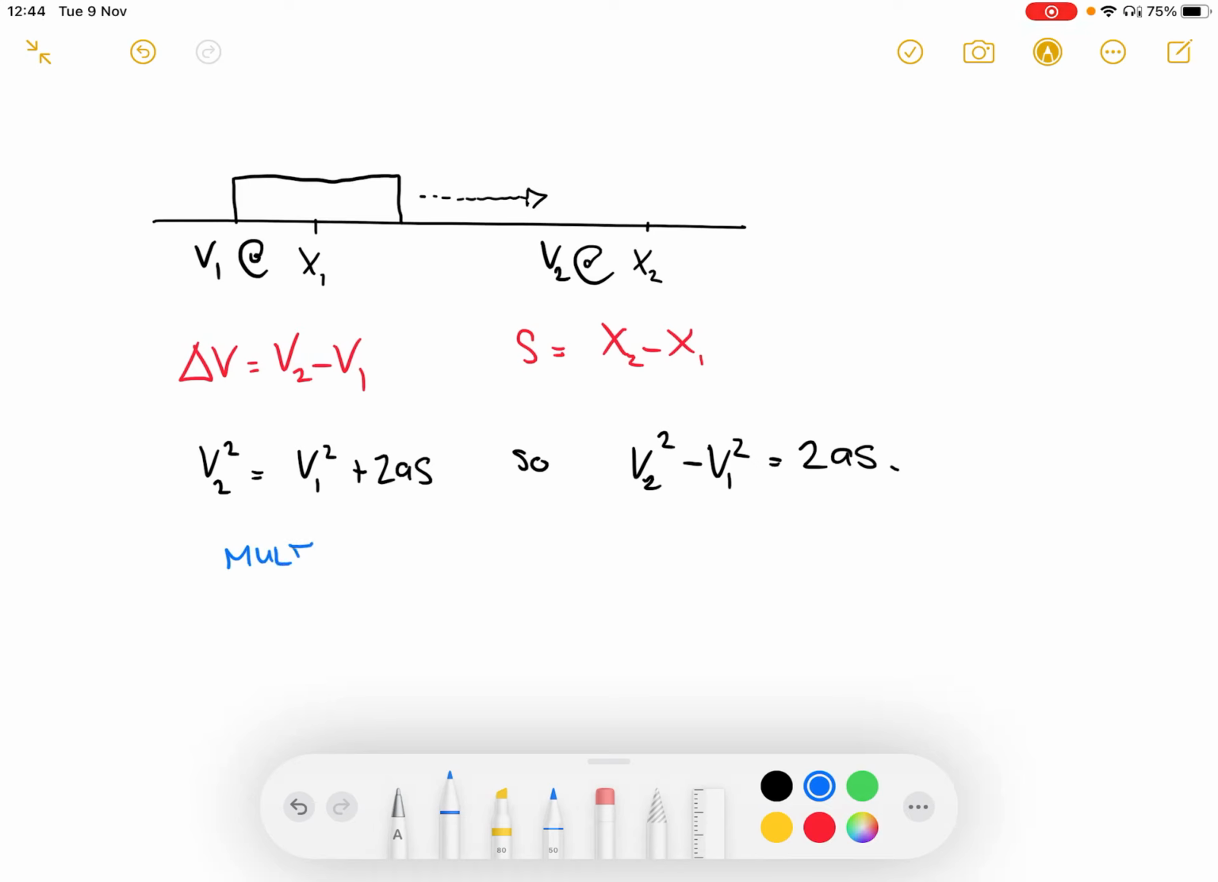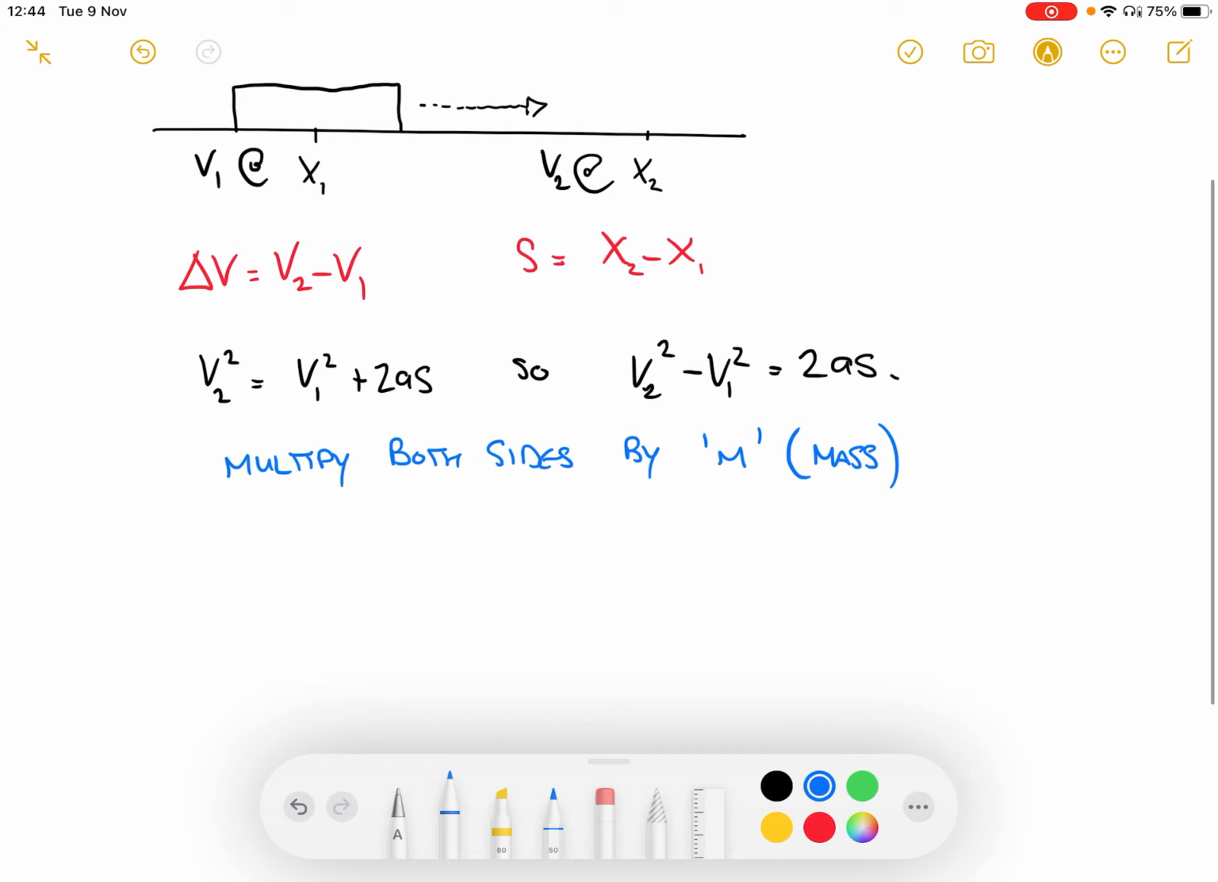Now, the reason for this will become evident in a minute, we're going to multiply both sides of the equation by m, which is the mass of the object. In this case, it's just a block on a surface. So when we do that, on the left-hand side we end up with 1/2 m v2 squared, and the reason for the half is that I'm going to bring this 2 over to the left-hand side and it becomes a half. So we get 1/2 m v2 squared minus 1/2 m v1 squared, and that's going to be equal to m times a times s on the right-hand side.